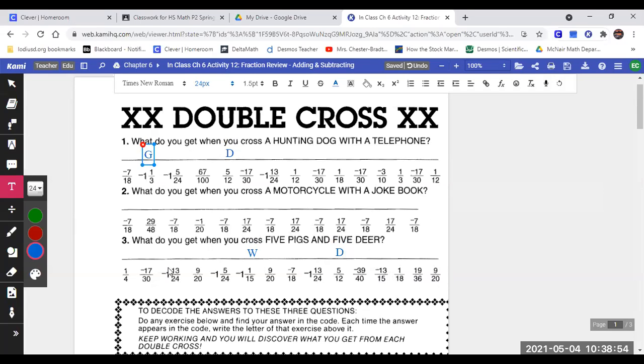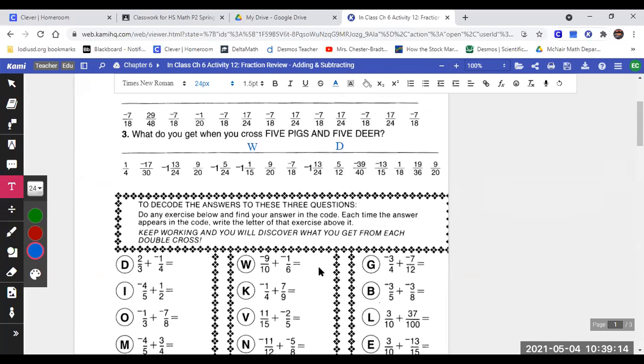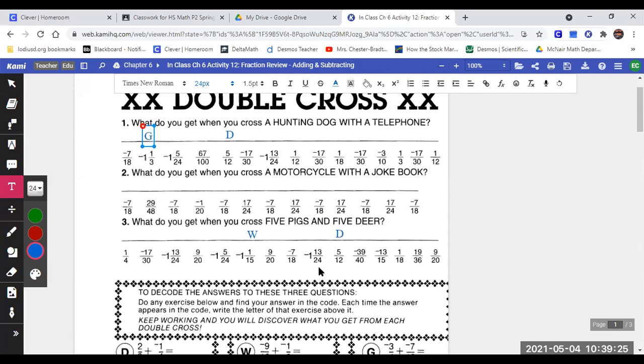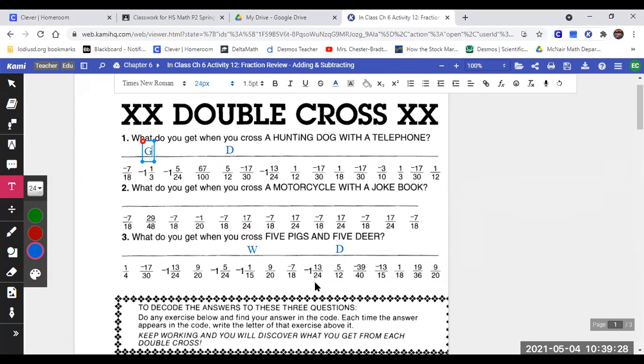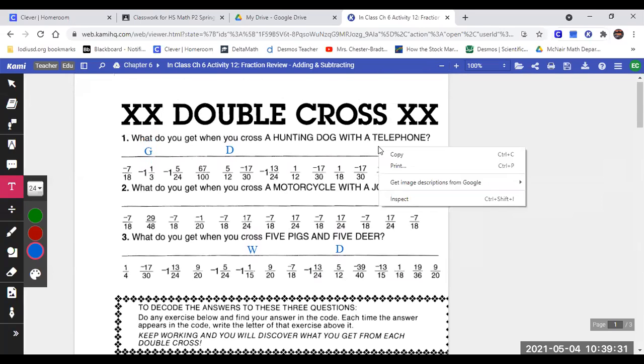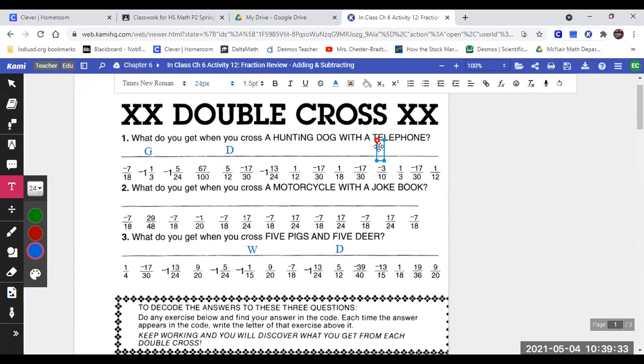-3/10. I don't see that one, so did we mess that one up? Let's go look at I. -4/5, +1/2. -8, +5, -3/10. Am I blind? Did I not see a -3/10 up here? Oh, there it is right here. Okay, that's I.